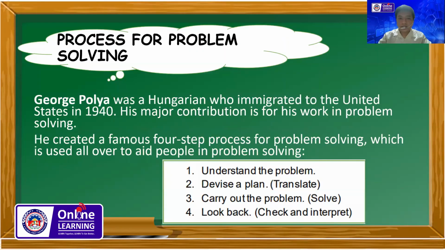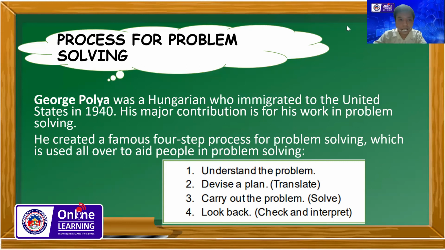For that, we have a person who promulgated the steps or the process for problem solving. He is George Polya. George Polya was a Hungarian who immigrated to the United States in 1940. His major contribution is his work in problem solving. He created a famous four-step process for problem solving, which is used all over to aid people in problem solving. The steps are located below.